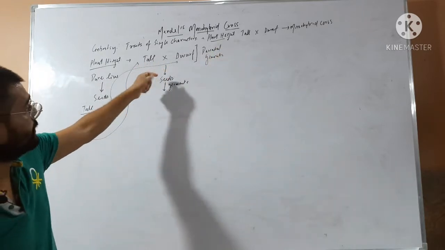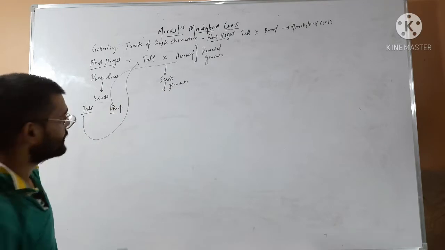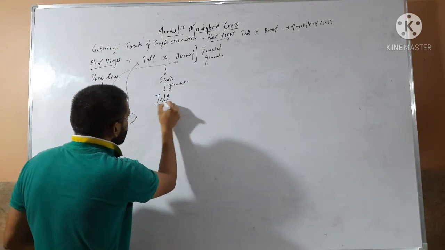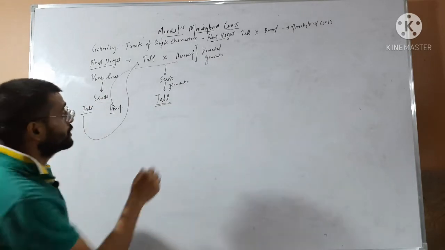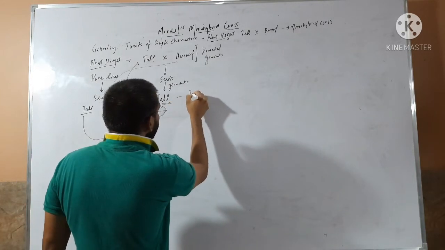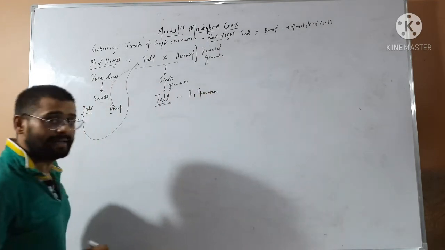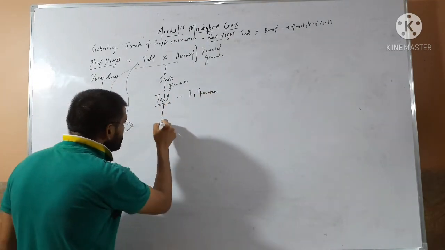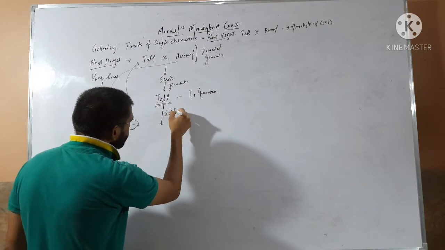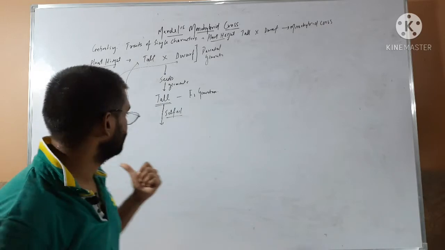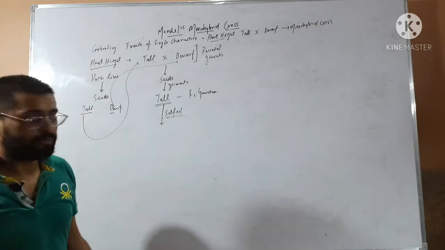From the parental generation, he got seeds, then he germinated them, and what he found? He found that all plants were tall. This was called F1, first filial generation. Then he selfed these tall plants, self-pollinated them, and after self-pollination, what he got?